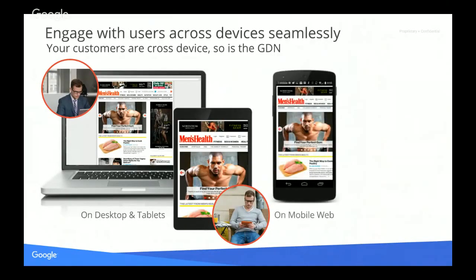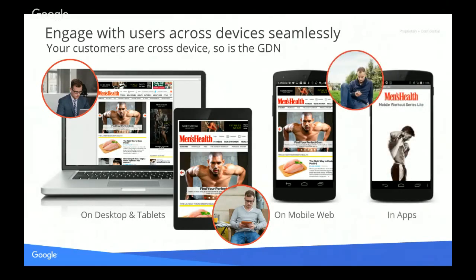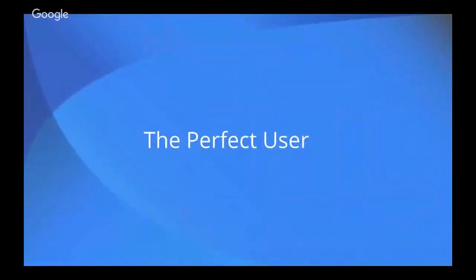Therefore, when you run an ad on Google with a simple opt-in, you have the ability to engage with users across devices, as can be seen on the slide, on desktop and tablets, on mobile web, and in apps. Let's now take a look at how you can reach your perfect users.